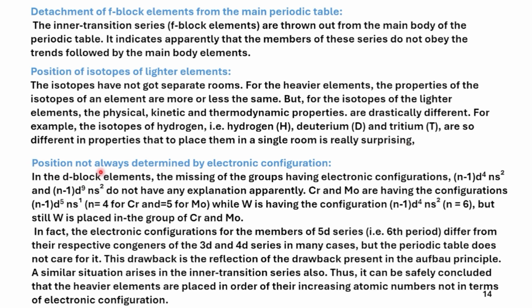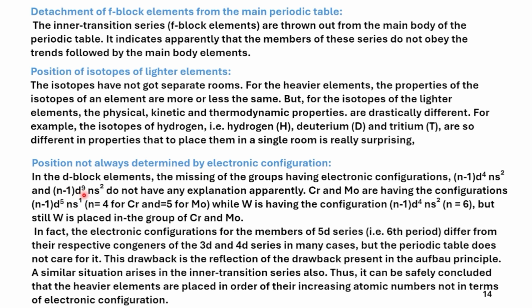Now, position is not always determined by electronic configuration. In the d block elements, the missing of the groups having electronic configuration (n-1)d4 ns2 and (n-1)d9 ns2 do not have any explanation apparently. So if you see the electronic configurations of the d block elements, you cannot find these electronic configurations. The reason actually is the half filled, full filled concept. In (n-1)d4 ns2, the d orbital can accommodate 10 electrons, but it has only 4. And in (n-1)d9 ns2, the d orbital can accommodate 10 electrons, it is one short, 9.